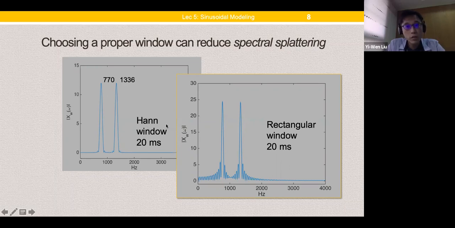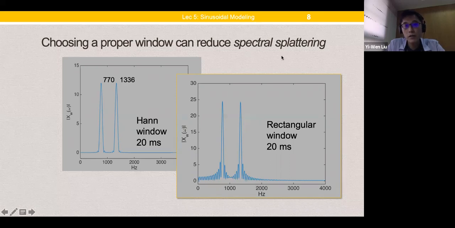And so we use Hann window because it is well known that the side lobe suppression, the ratio of main lobe to side lobe, is much higher in Hann window than for a rectangular window.